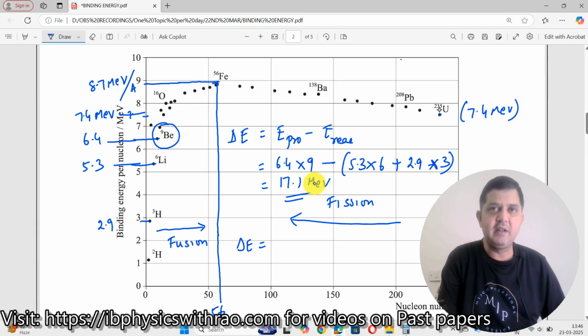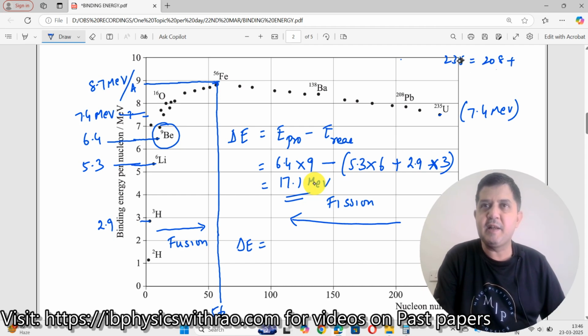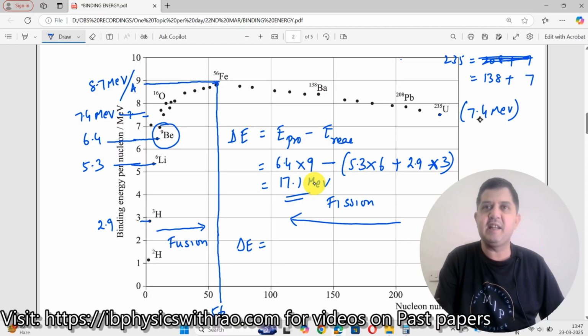This has 235. Let me assume this has been broken down into 208 and one more nucleus. So 235 is equal to 208 plus how much? It will be much lesser. I'll do one thing, I'll not take 208. I'll take 138 here, because fission happens in this region, right? I'll take the smaller nuclei. 138 plus, now what is 15 minus 8? It would be 7 once again. And here it is 12 minus 3, which is 97.